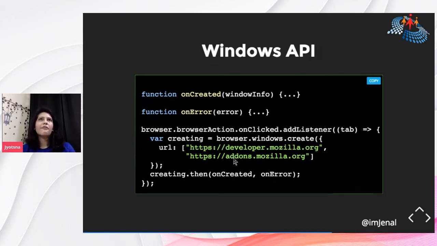So I hope you got the difference between the tabs API and the windows API. Basically, the tabs API will create a new tab in the same browser window, but the windows API will create a new window. It could be a private window as well, depending on your configuration, with those URLs which you have provided in the code snippet. Instead of browser action, if you're using page action in your manifest.json, then you can just replace browser action with page action. And it's straightforward.